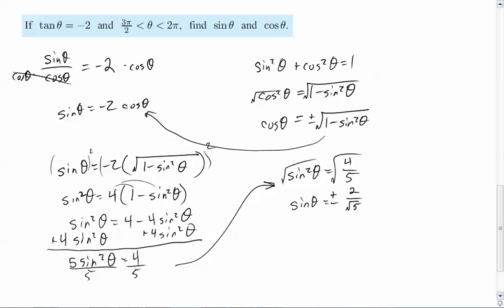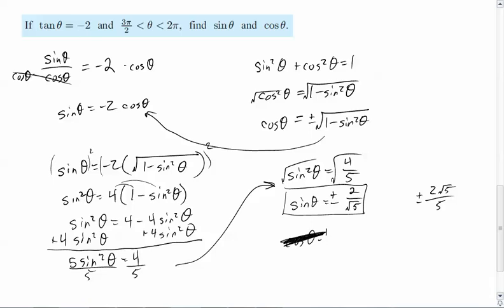So there you go. Again, if this makes you nervous, you can rationalize it. If you rationalize it, you should get 2 square root of 5 over 5, still plus or minus. Okay, so there's sine, and now we need cosine, right? So we need cosine. Now, I haven't paid attention to the restrictions yet. We'll get to that in just a minute.